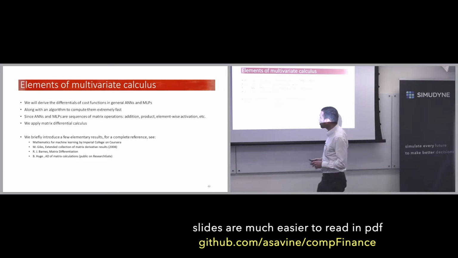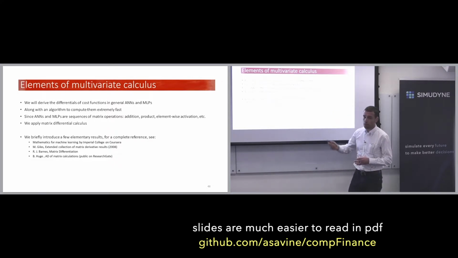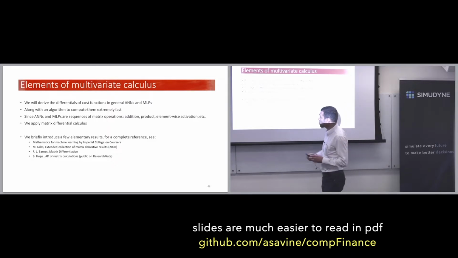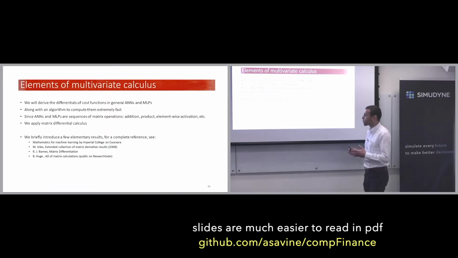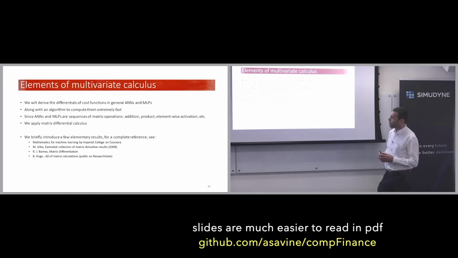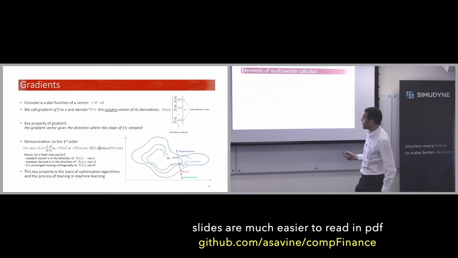Also, I came across this paper by R.G. Barnes. He's a professor at some Canadian university, if I'm not mistaken, but I found the paper quite helpful. And my colleague Brian Hughes published on ResearchGate a more advanced paper called AAD of matrix calculations, where he derives the derivatives of more advanced matrix operations like Cholesky decompositions and what have you. We will not be needing this here.